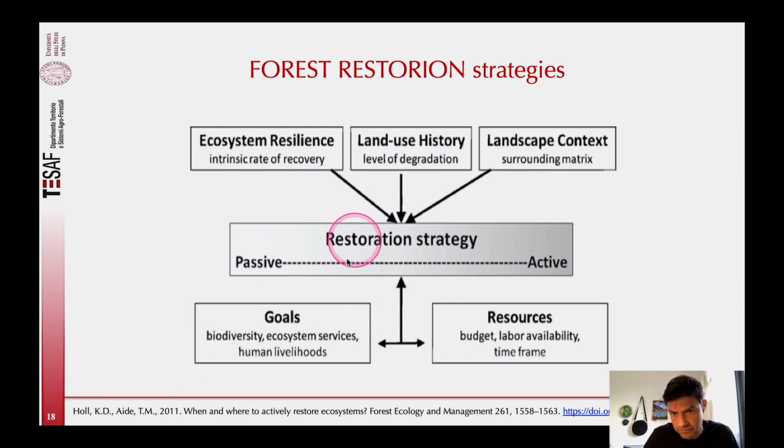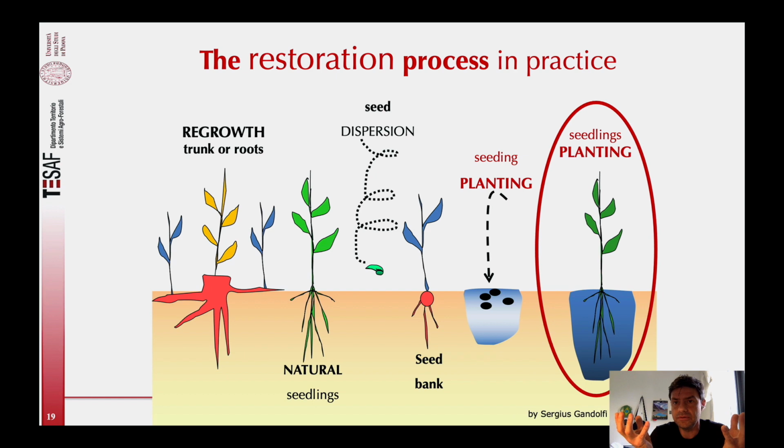So it's also going to influence your strategy if you go for passive or active restoration. And of course, the budget, the skills you have in the landscape to work on the restoration actions, and the time frame. You have like 2 years to do the project, or 20 years to do your project. It's all a combination of factors that's going to help you to define the restoration strategy to be adopted. And of course, all those forest restoration strategies are based on the process in practice and the restoration process in practice.